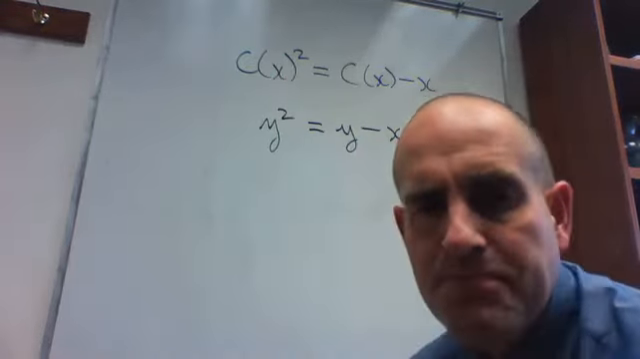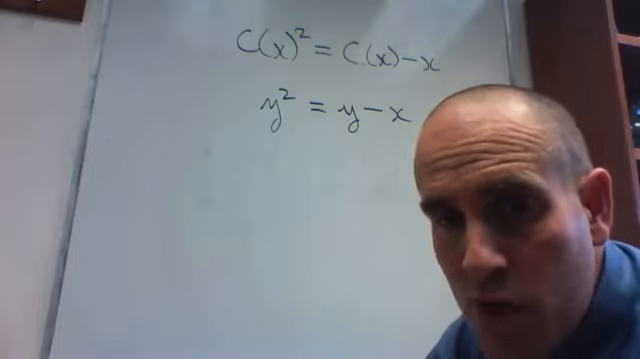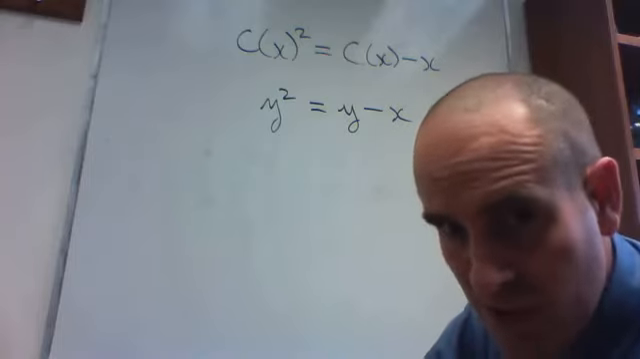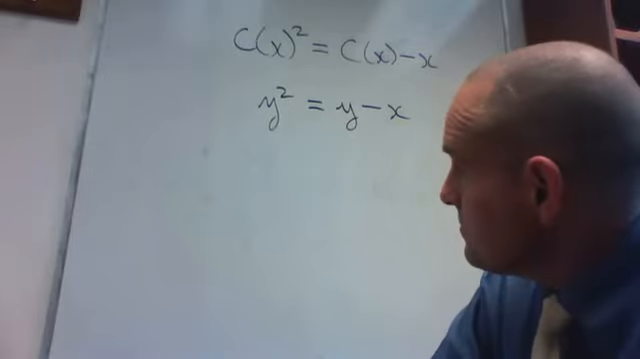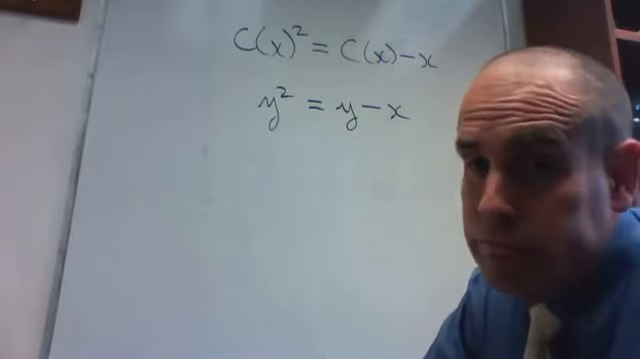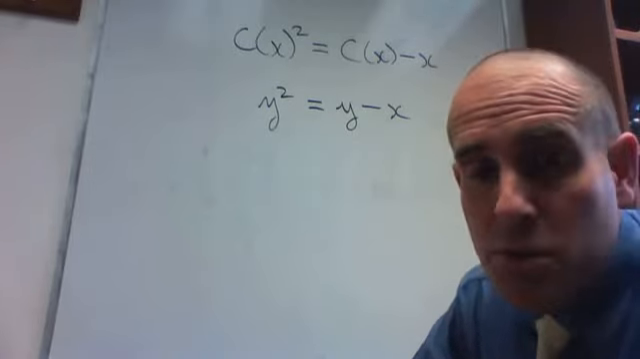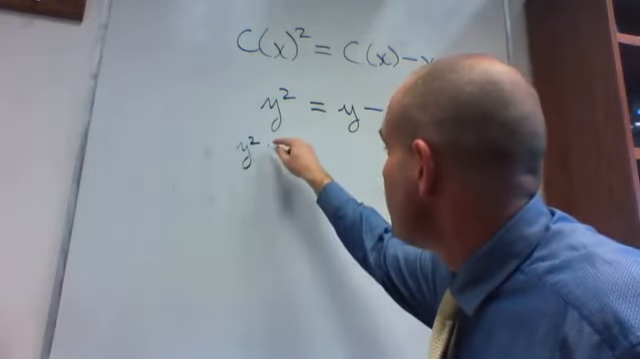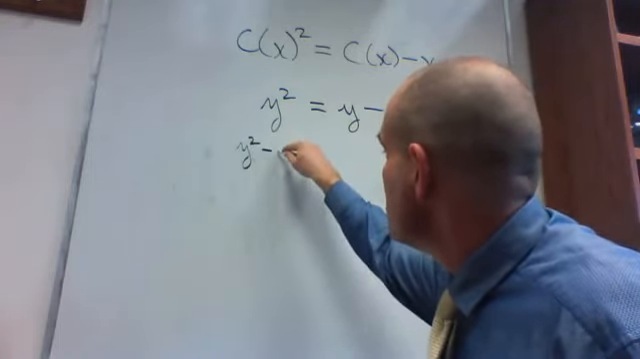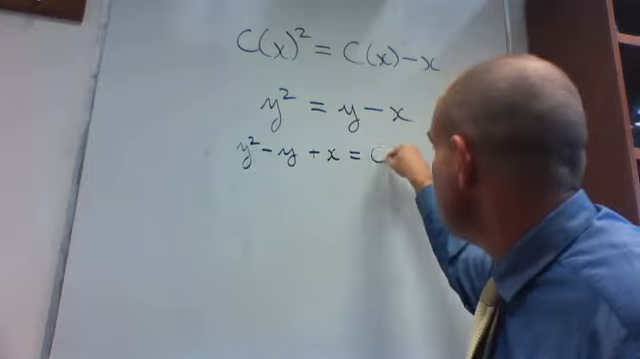So let's think about that a little bit. I want to solve for y. I want a formula for the Catalan generating function. That's what I'm calling y here, just for simplicity. How are we going to do it? Well, maybe we should put everything on one side of the equation. Okay, so watch. y squared minus y plus x equals 0.